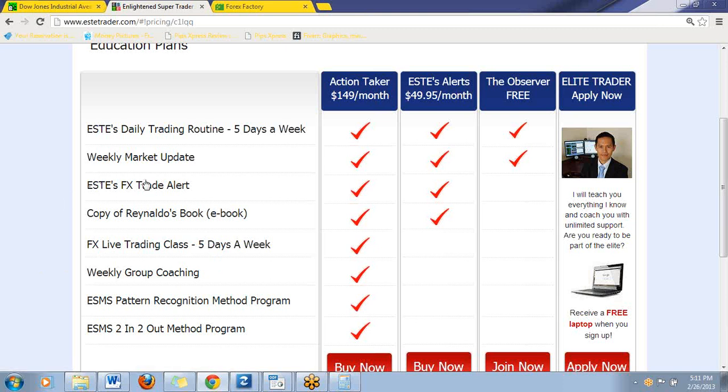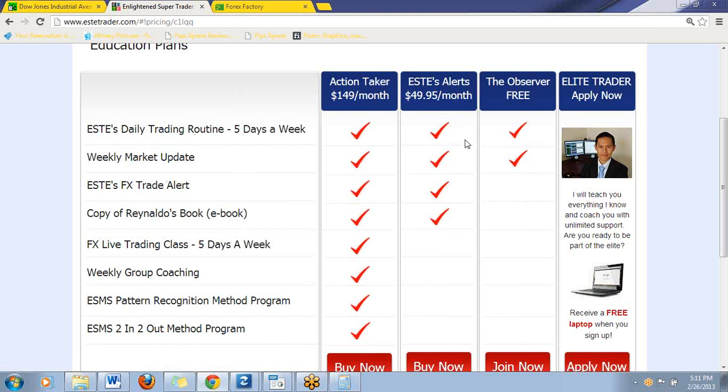A copy of my book, the trade alerts. So if you can't make it to any of that, you can still get the alert system anyway. Weekly market updates that you also get for free as an Observer. And the daily trading routine. So in other words, you've got 2 classes that you can come in a day, if you choose to.